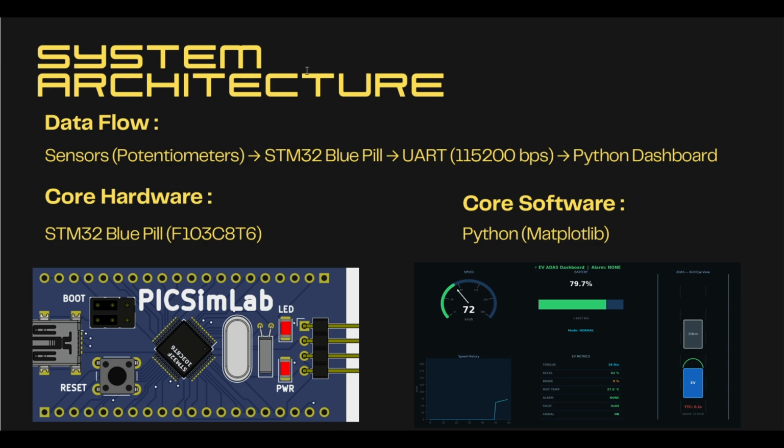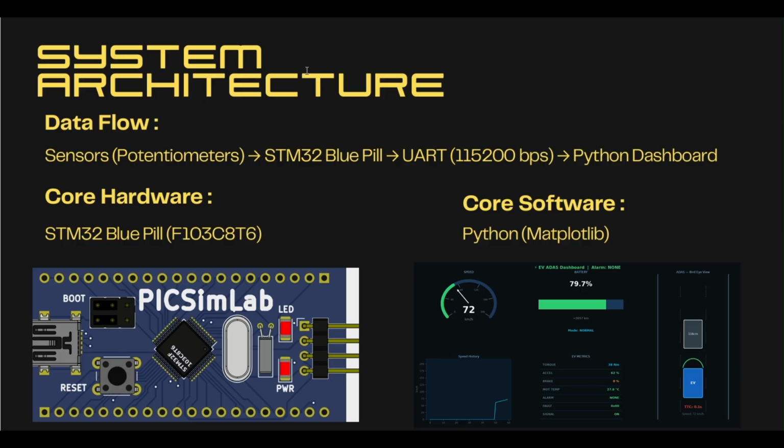Second, we have the processing layer. This is the brain of the vehicle. Driven by the STM32 Blue Pill microcontroller, it reads the sensor voltage, calculates the vehicle physics, and runs the safety rules. Third, we have the visualization layer.